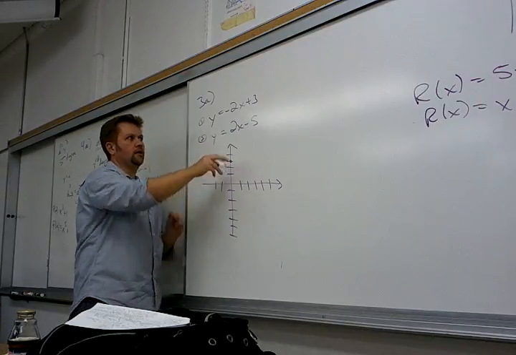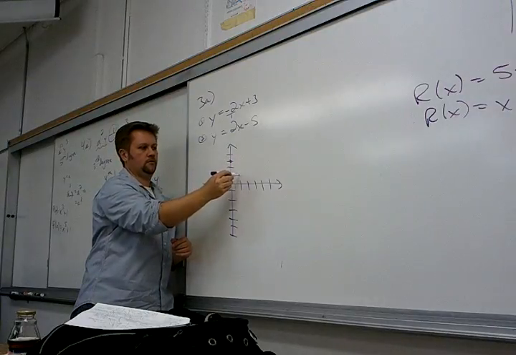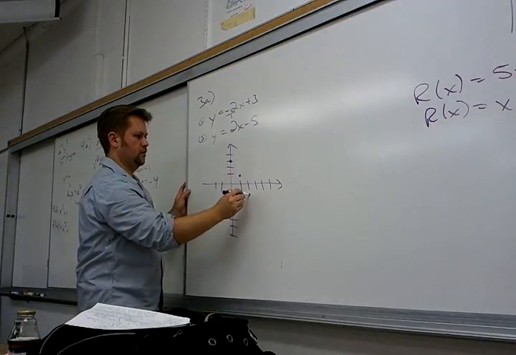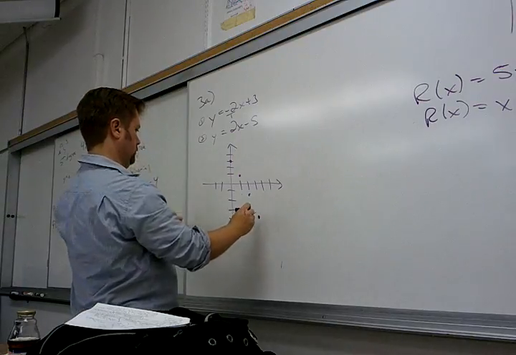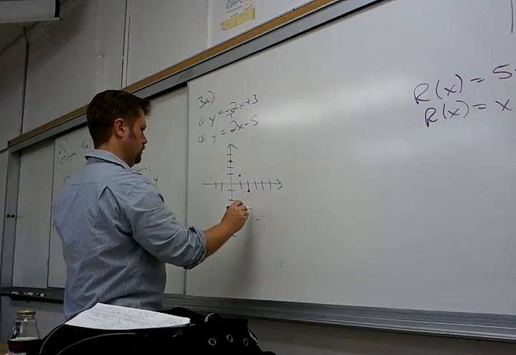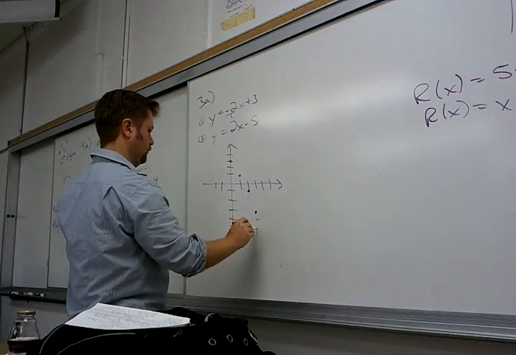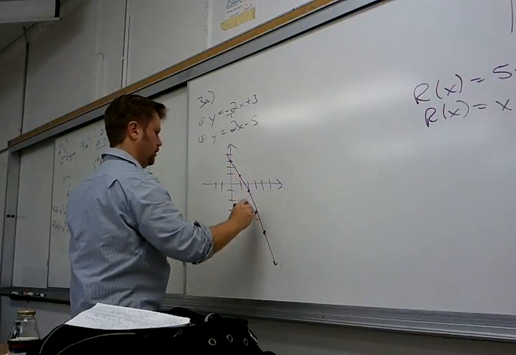Okay, so here's 3. And then what does the slope tell me to do? Down 2 over 1. Down 2 over 1, down 2 over 1. So you do several of them, right? Good Lord, Jeff, you're all crooked. All right, down 2 over 1, down 2 over 1. Okay. Sound like that's straight?